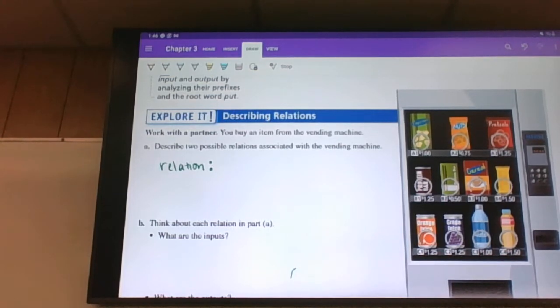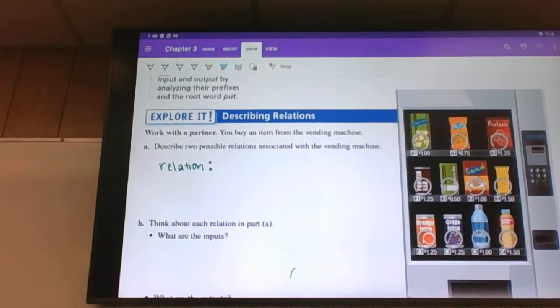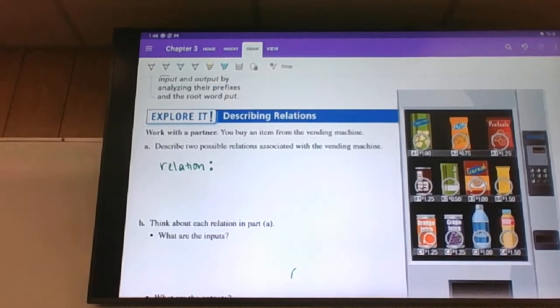Would it be putting in money and then getting the food out? Alright, but still not a specific relation. Tell me one relation. There's like 15 in here. Tell me one of them. Putting in $1 and then buying a cake. Is it a candy bar? The granola bar. Putting in 50 cents and then getting out the granola bar. That's our first relation.